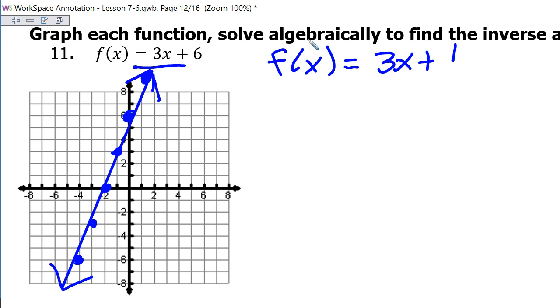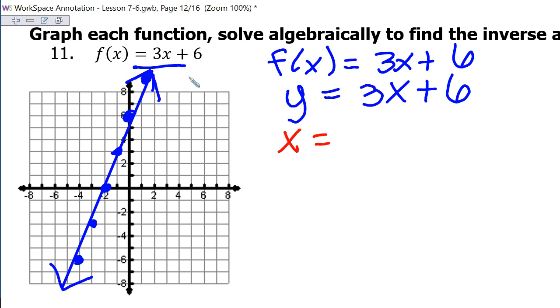What does f of x mean? So this is y equals 3x plus 6. Now here's how you find an inverse. To find the inverse, you switch x and y. So what I mean by that, if you see a y, you switch it to an x. If you see an x, you switch it to a y. So the y, switch it to an x, and the x, switch it to a y.